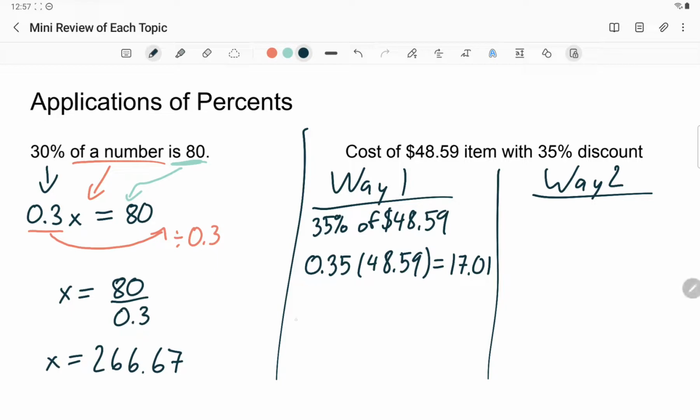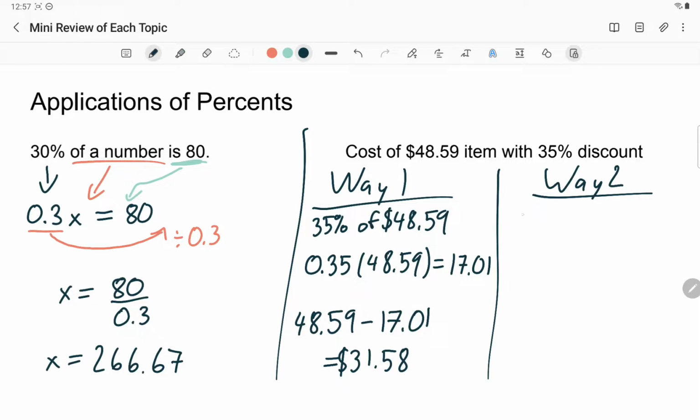Next, what we have to do with that discount amount is take it away from the original cost. So 48.59 subtract 17.01. And if you do that, let's do some quick mental math here, you should get $31.58. All right, that's way number one of determining the discounted price.